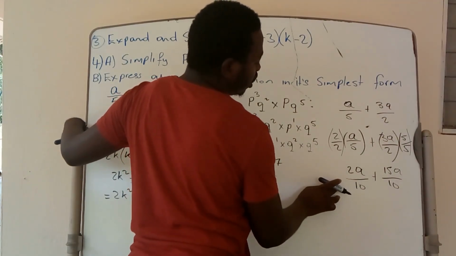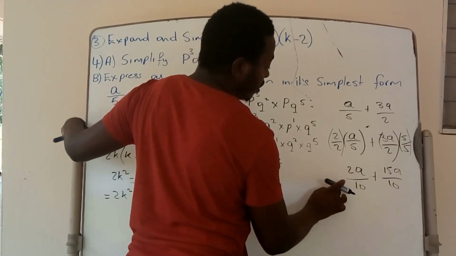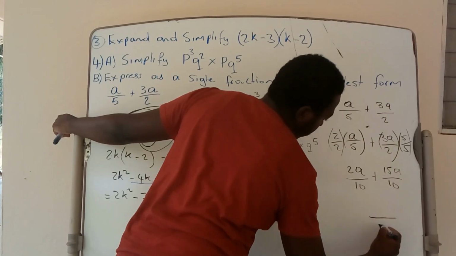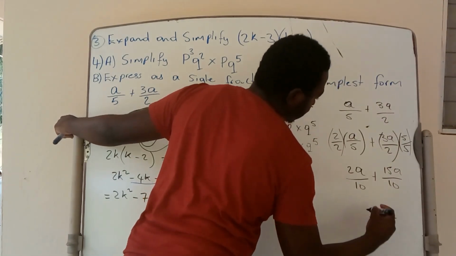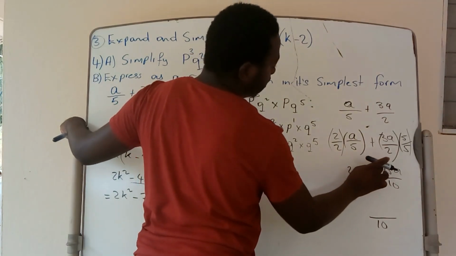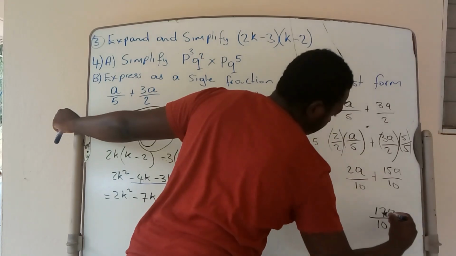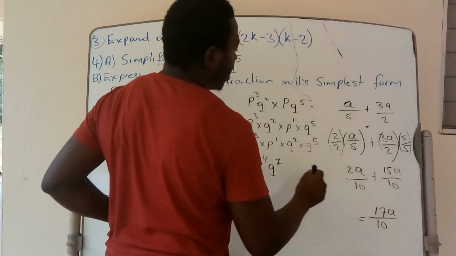So when you add fractions and they are from the same family or they have the same denominator, you keep the denominator. So I'm going to keep 10 and you simply add the numerator. So 2a plus 15a, that's going to give me 17a. And that is our final answer there.